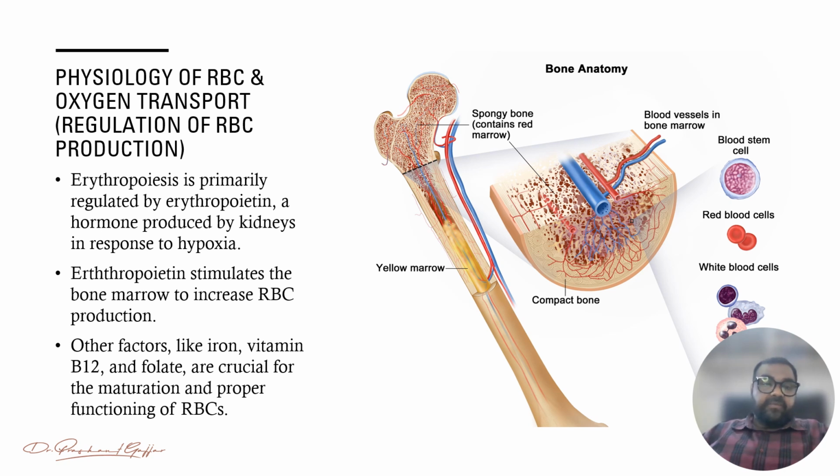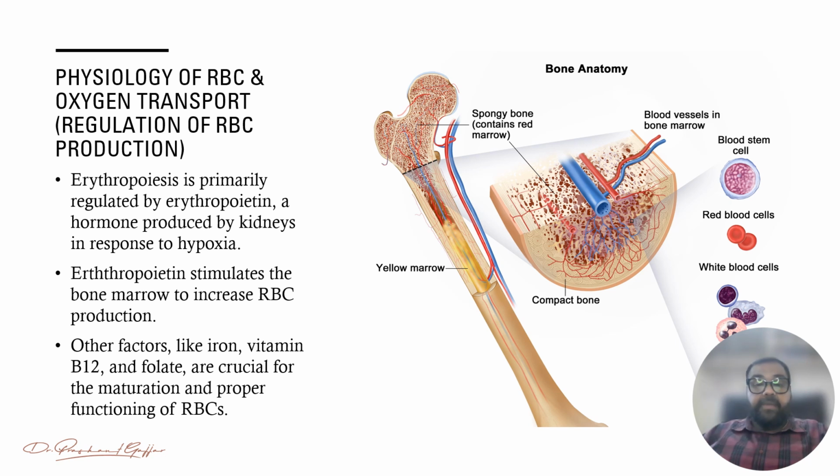So erythropoietin stimulates the bone marrow to increase RBC production, and other factors like iron, vitamin B12, and folate play a crucial role in the maturation and proper functioning of the RBC. So with the help of erythropoietin, erythropoiesis occurs, and elemental iron, vitamin B12, and folate play a crucial role to mature the RBC and for its proper function, right? So these are the simple things regarding RBC anatomy and physiology, right?